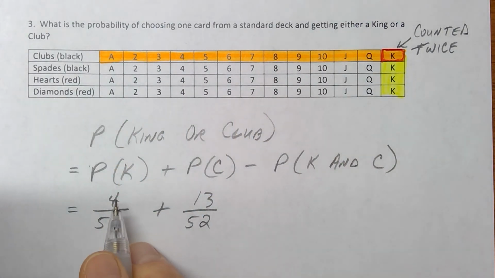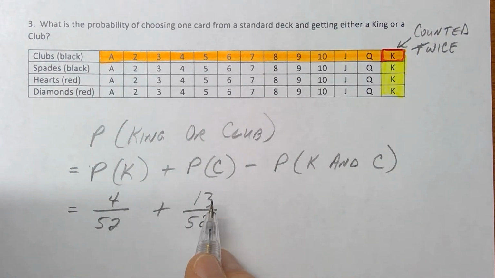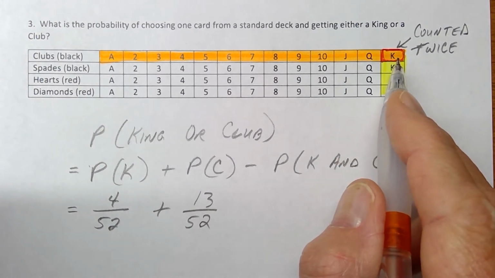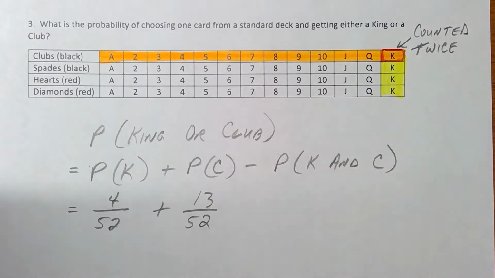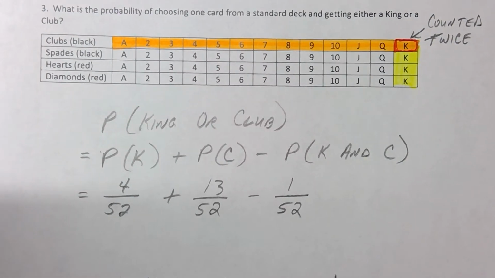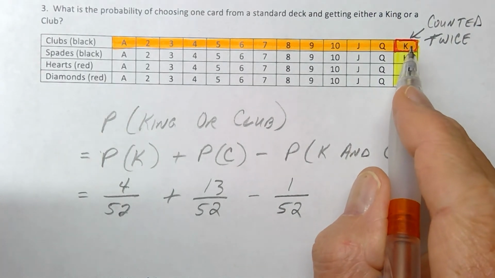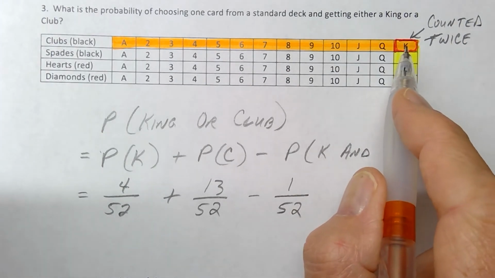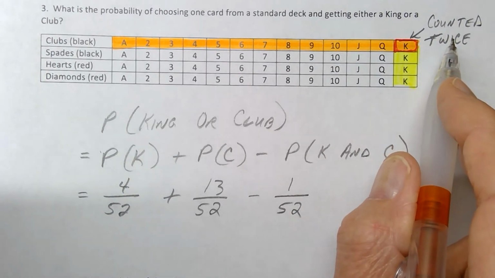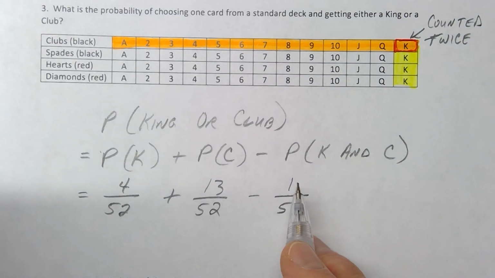But look what happened here. 4 plus 13, we're up to 17 cards that'll win. That's not correct because we counted this guy twice. All right? So we need to take out that extra time that we counted him. All right. So we're going to take out one of those. All right. We counted this guy twice. We counted him once with the kings and once with the clubs. That's one too many. We double counted him. So let's take out the extra one.